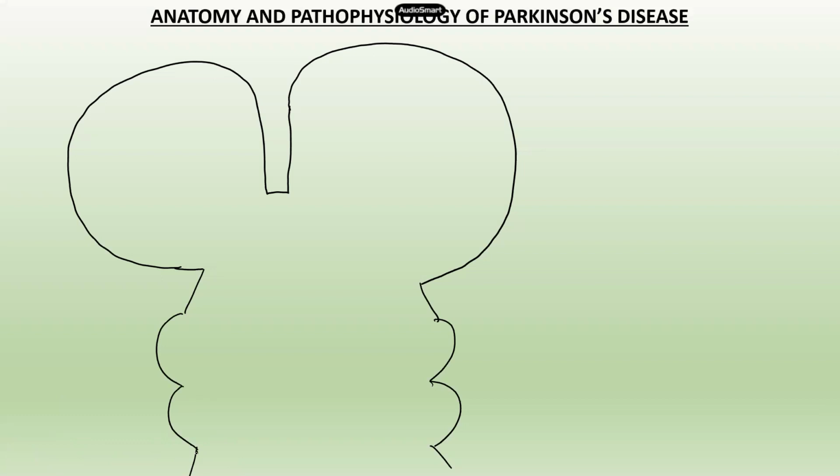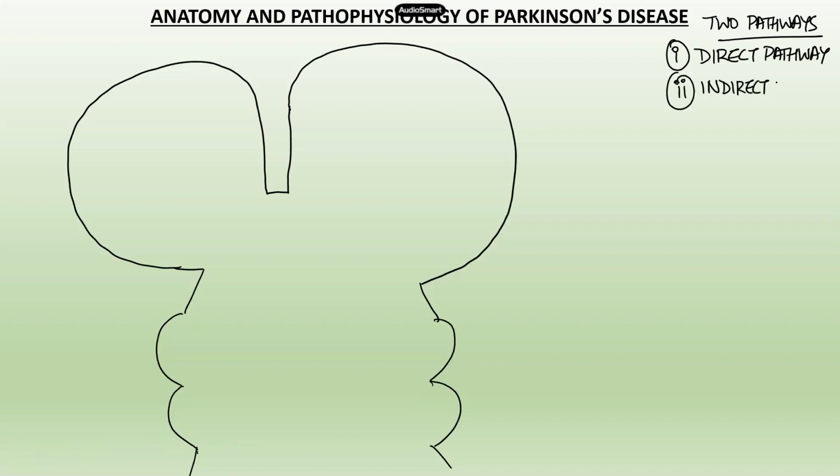Right? Now, first, you have to understand two pathways which are related to your basal ganglia. First is called your direct pathway, and the second one is called your indirect pathway. Now, both these pathways are involved in the movement of your body, right? So you need to understand in detail what is the direct pathway and what is the indirect pathway, and how it is going to cause Parkinson's disease when pathology strikes, right? So let us understand first what happens.